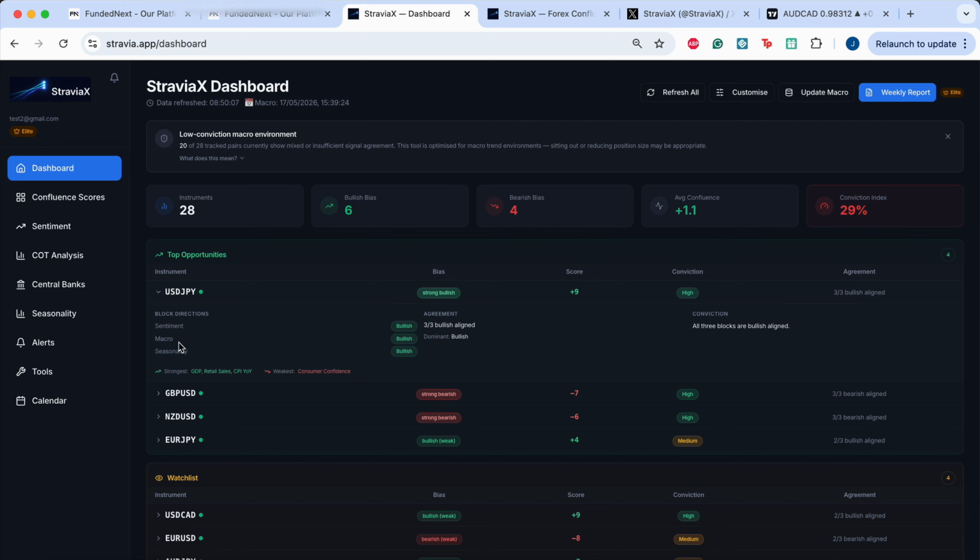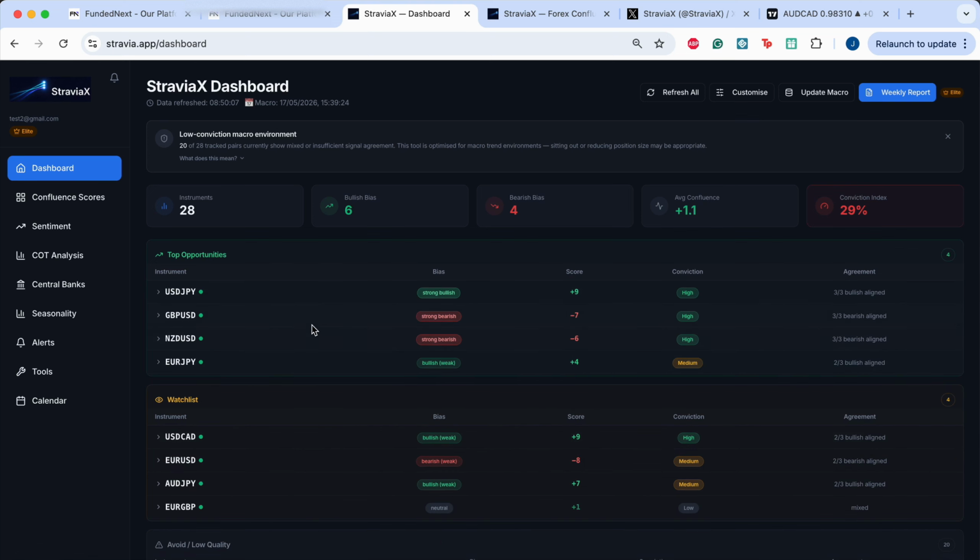So let's just take the USD JPY for example here. Sentiment is pointing bullish. All the macros are pointing mostly bullish, and the seasonality is pointing bullish. Then we've got an overall score that is bullish. So all 3 blocks are bullish and aligned. This gives a strong conviction and a strong agreement, which makes this a better trade.